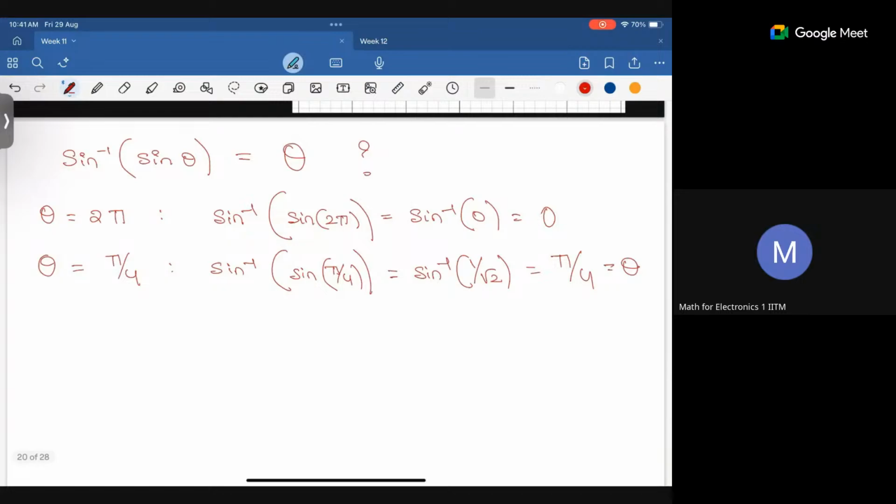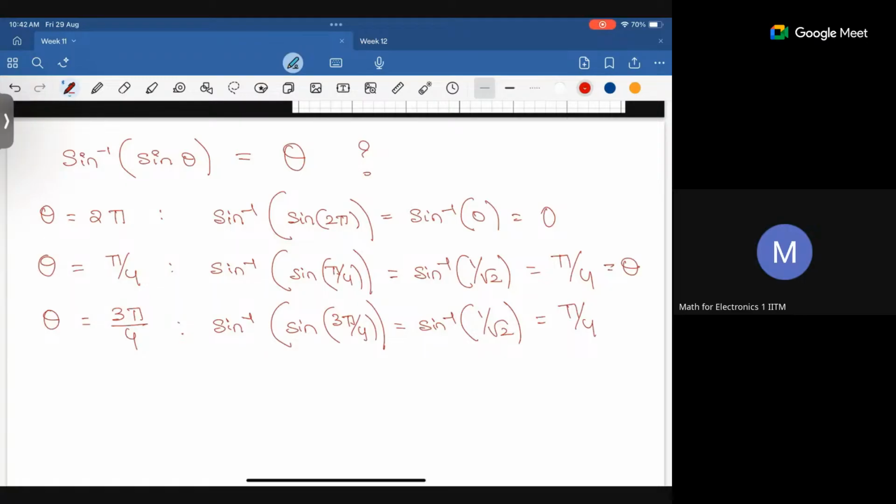Let's do one more thing also. Let's take theta to be 3 π/4. Now let's see what we will get. So this is sine inverse of sine of 3 π/4. What is sine 3 π/4? Come on, these are very standard. It is 1/√2. So this is sine inverse of 1/√2. What is sine inverse of 1/√2? π/4. And this is not theta again.